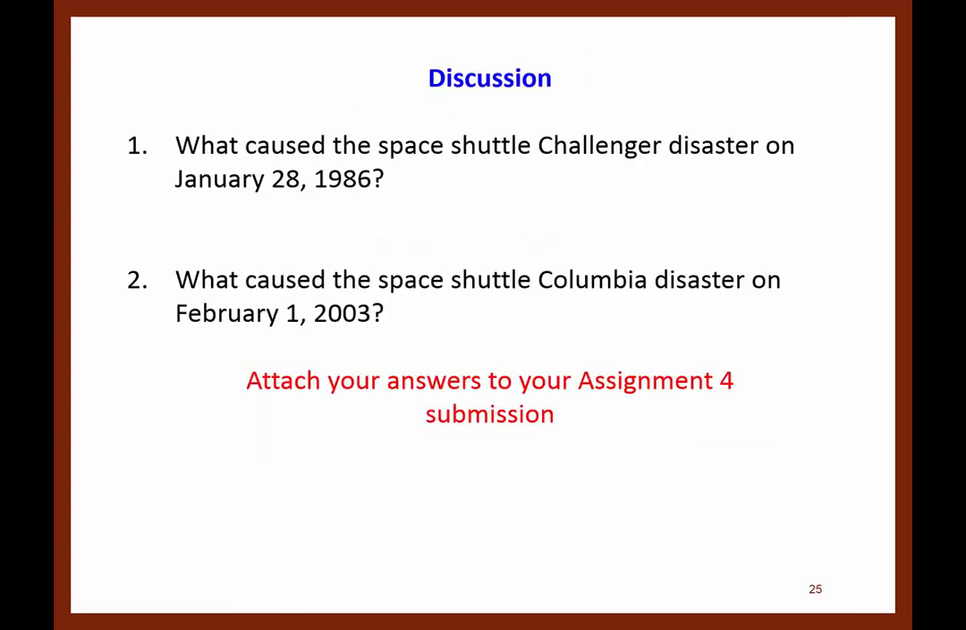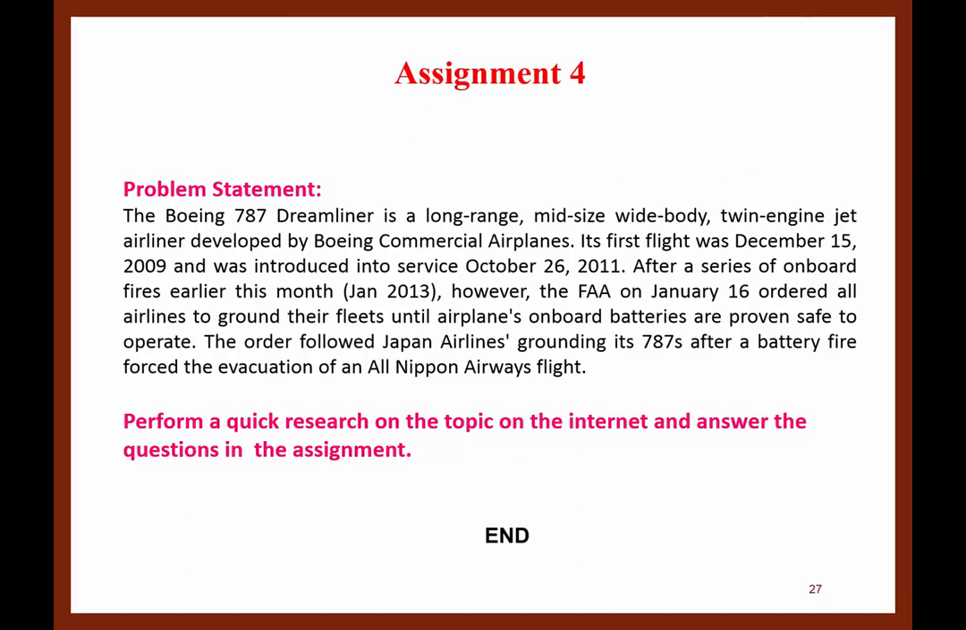So again, just answer this quickly. What caused the Space Shuttle Challenger disaster? Obviously, this is going to be related to our discussion today. You'll see that there were some problems with the interfaces for both of them. And see what happened with this Boeing 787. This was 5 years ago. So these are problems that are happening. You might not know about them, but these are pretty recent.